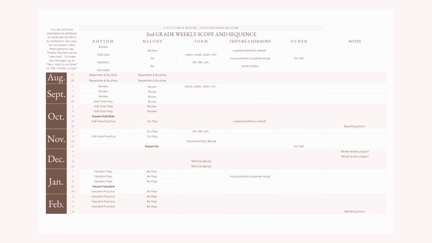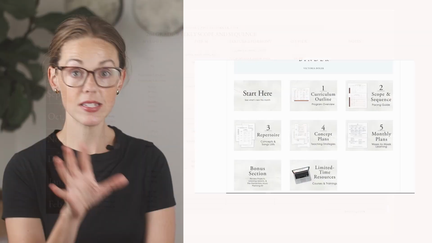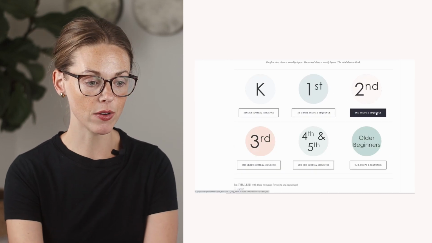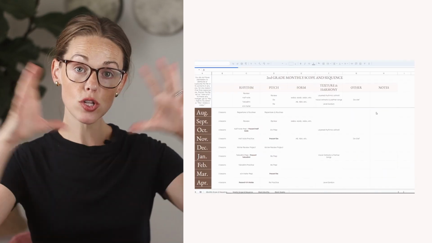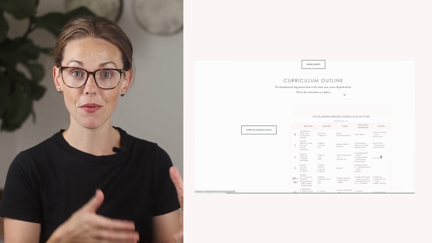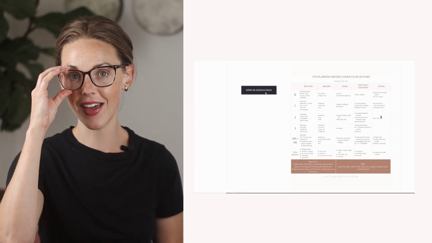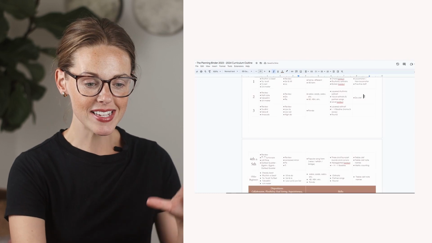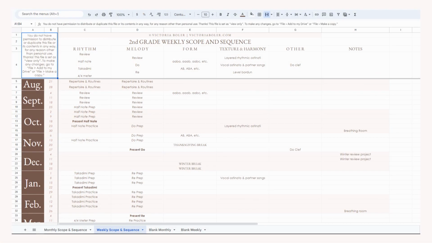So here's an example of a scope and sequence. This is from Inside the Planning Binder. This is second grade. It takes the scope of what we are learning in the year, this collection of concepts from that curriculum outline, if you remember us talking about that in a previous video, and it sequences them out throughout the year. What I love about a scope and sequence is that it budgets our time throughout the year.